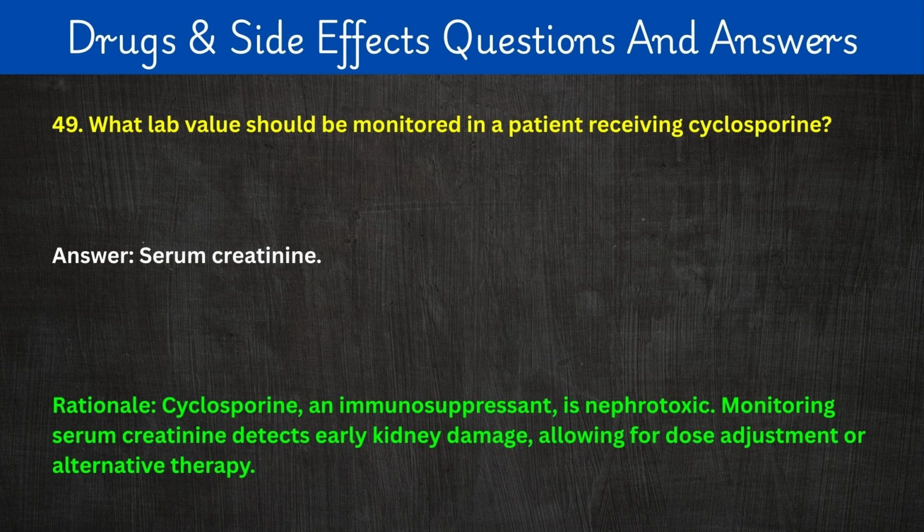49. What lab value should be monitored in a patient receiving cyclosporin? Answer: serum creatinine. Rationale: cyclosporin, an immunosuppressant, is nephrotoxic. Monitoring serum creatinine detects early kidney damage, allowing for dose adjustment or alternative therapy.